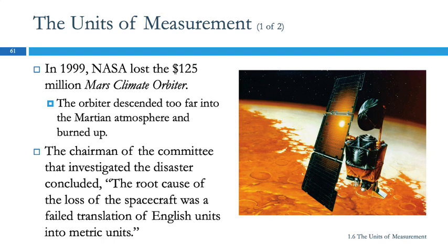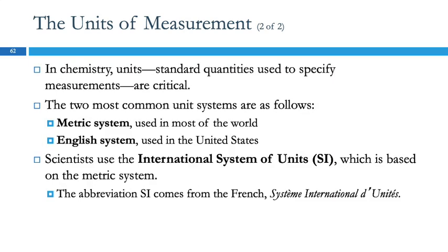Now, thankfully, the errors that we make with units don't cost $125 million. But units are very important, and they're going to be very important in this class. So a unit is a standard quantity used to specify a measurement. And there are two common systems, the metric system, which most of the world uses, and the English system, which we just stubbornly keep using here in the United States.